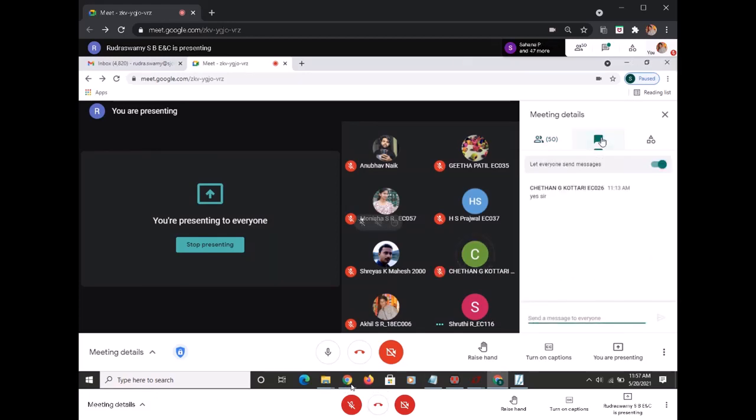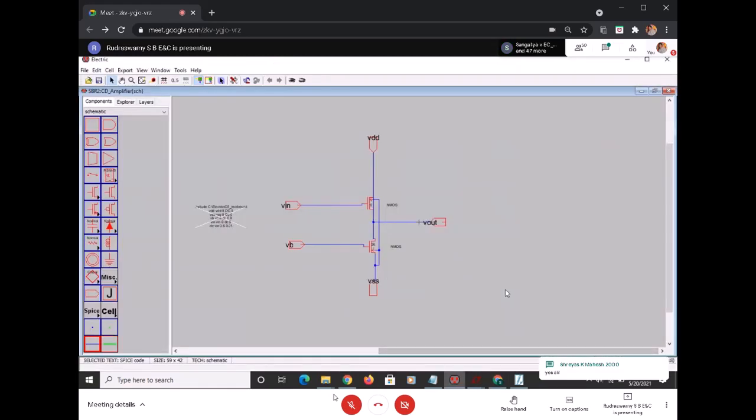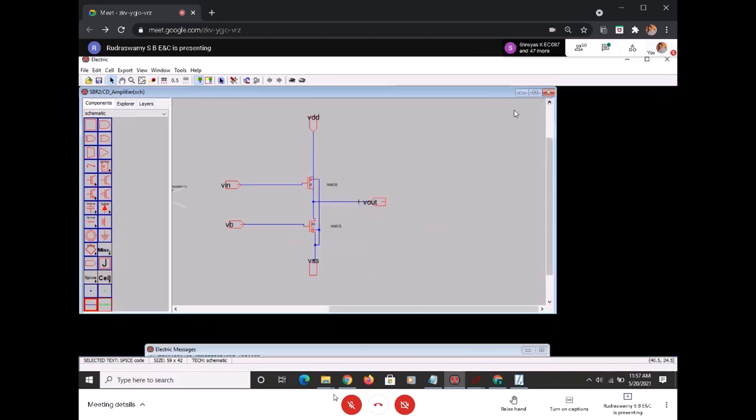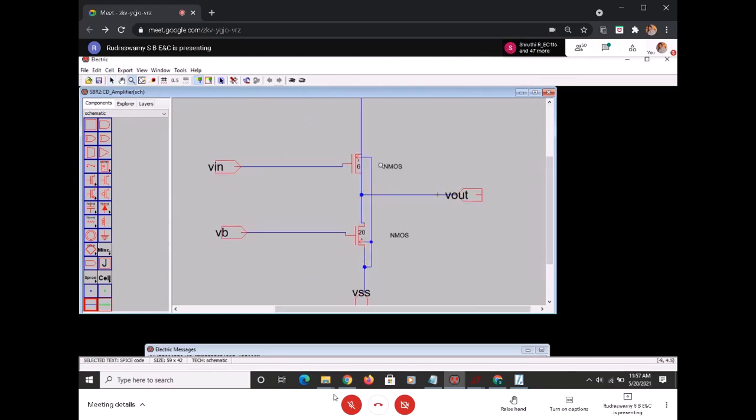Yes, sir. So now we'll go along with the simulation using the Electric tool. Okay, so you can see two NMOS, NMOS 1 and NMOS 2. I'll just zoom this. Okay, so this is NMOS 1 and NMOS 2.